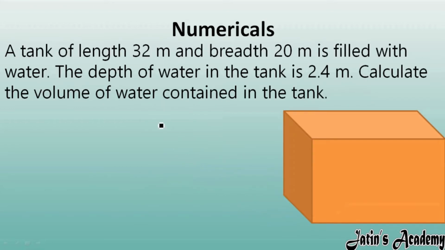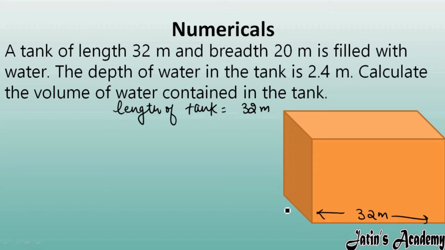Next numerical: we have a tank of length 32 meter and breadth 20 meter filled with water. For example, this kind of tank. Here the length of the tank is given. Length of tank is equal to 32 meter, and its breadth is also given. This is the length of the tank, 32 meter, and this is the breadth of the tank. Breadth is 20 meter. Fine.